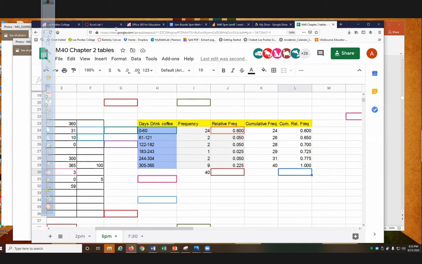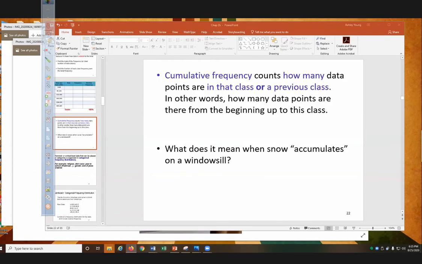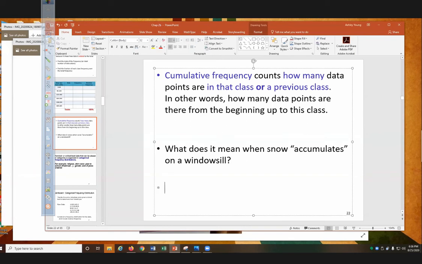Should cover everything that we have talked about so far. I'm going to pop that in here. Cumulative relative frequency. Okay, great.